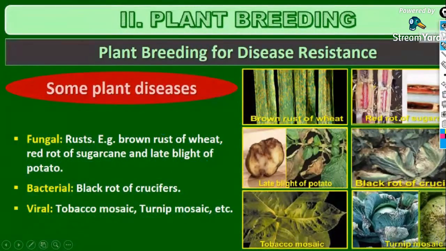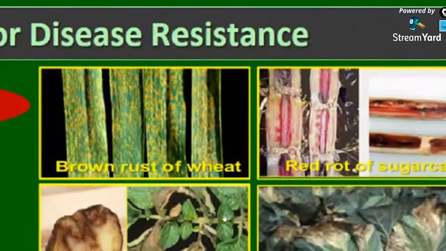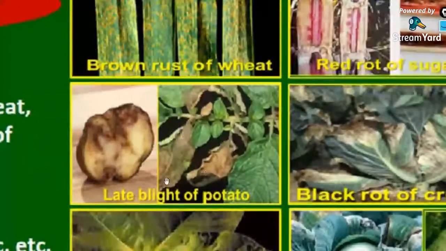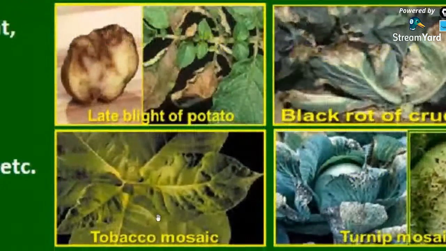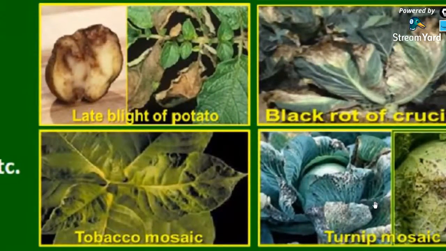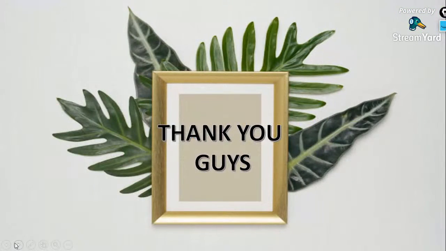This is the brown rust of wheat. I'll zoom in and show you. Brown rust of wheat, red rot of sugarcane, late blight of potato, black rot of crucifers, and tobacco mosaic disease and turnip mosaic disease. Clear? So that marks the end of today's class.